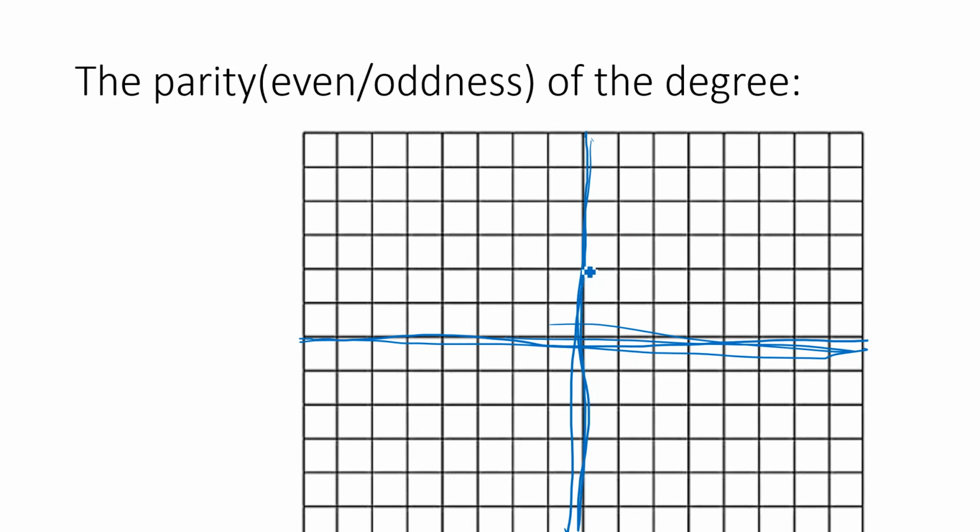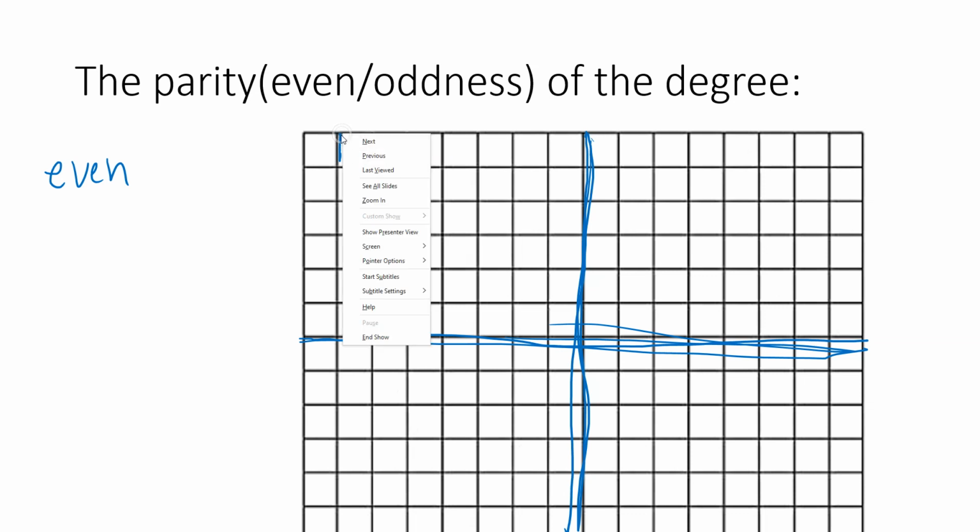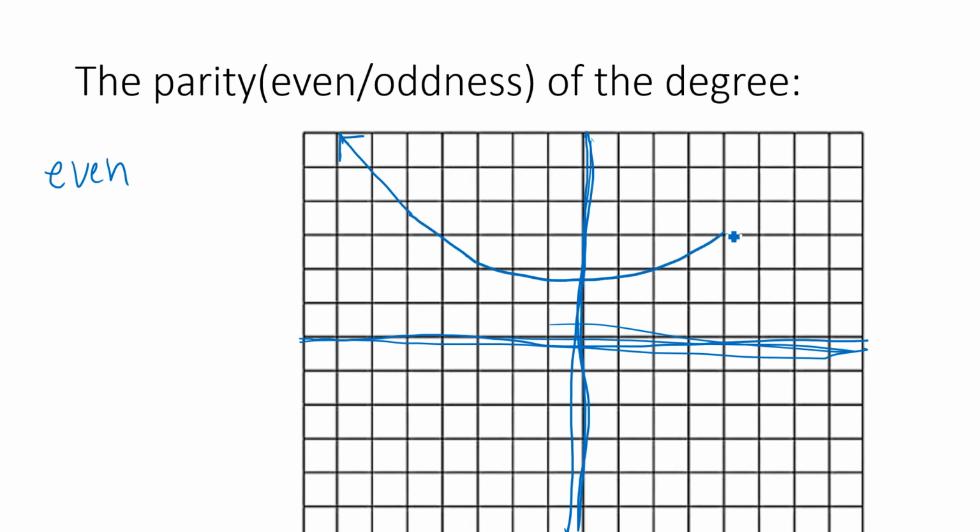Okay, so the parity of the degree, whether it's even, basically both ends will end in the same direction. So let's say on the left hand side, it goes this way. Whenever it's even, the right hand side will go the same way. It'll keep growing this way, it'll keep growing that way.